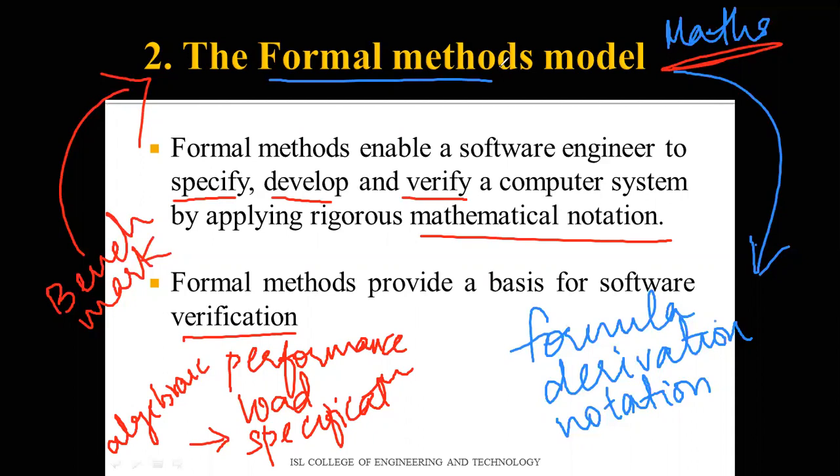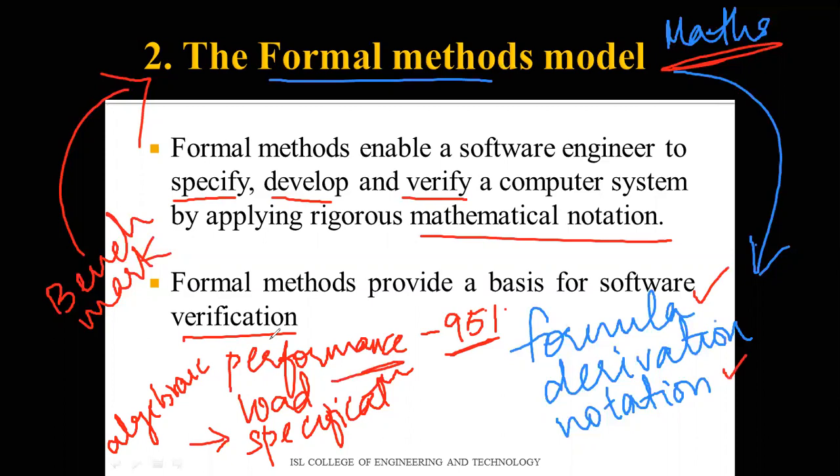That is why we're using this formal methods model. This is going to provide you a basis for giving this performance that it needs to ensure. Suppose you're telling that this software gives you 95% of performance. How you're going to prove that it achieves 95% of performance? By making use of a particular formula or a particular notation.